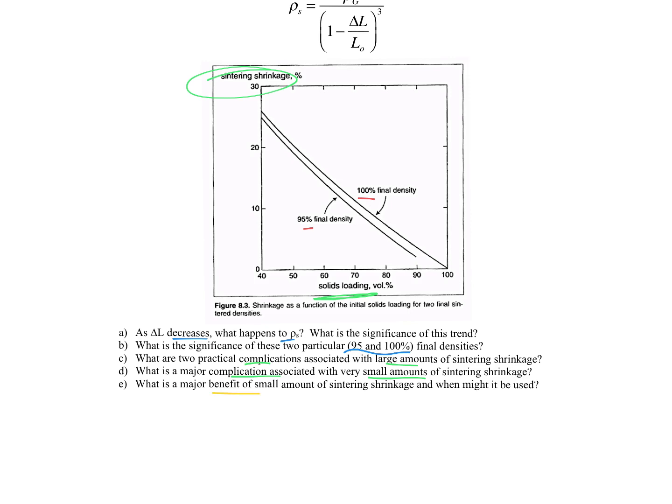And then what is the major benefit of a small amount of sintering shrinkage, and when might it be used? All right, so that could be something that relates to an application, for example, or how the profit margin associated with that application might justify certain types of behaviors. Any questions about this? All right, so these look really scary or pretty straightforward, or? Okay, kind of, sort of.